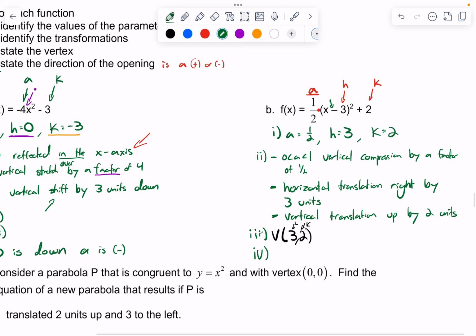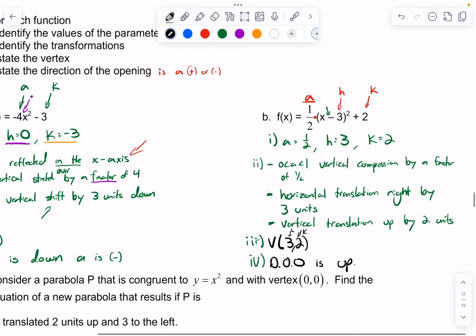Well, we look for the sign of our a value. In this case, a was 1/2, but it's positive, so that's what determines the direction of opening. So our direction of opening, DOO, is up. A is positive.